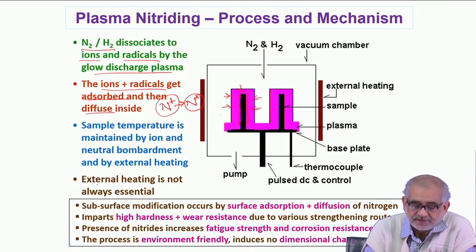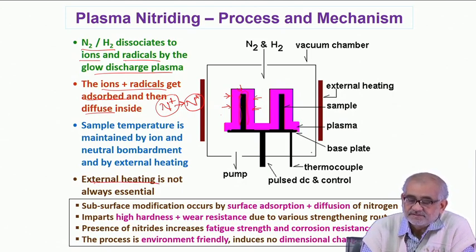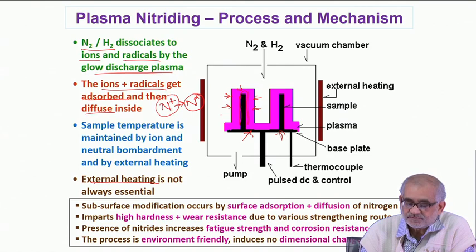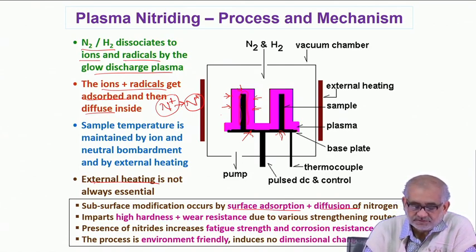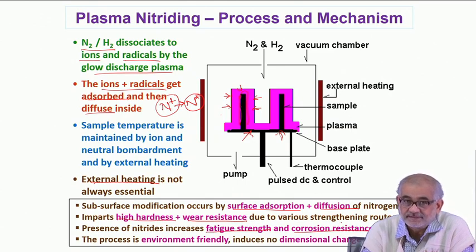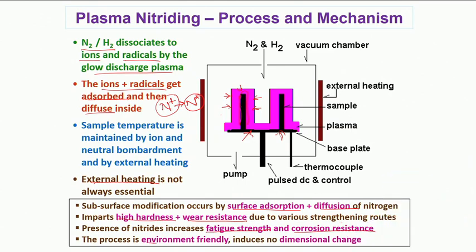Generally, external heating is not required, because we maintain this at a particular isothermal condition, but at times we actually may require external heating attached to the stage here to make sure that we are able to maintain a very precise temperature of the sample. So the subsurface modification occurs by adsorption followed by diffusion. This ingress of nitrogen from the atmosphere leads to formation of nitrides and causes increase in hardness and wear resistance. The nitrides also increase the fatigue strength and corrosion resistance. We have discussed at length in the previous lectures, and the process is extremely environment friendly.